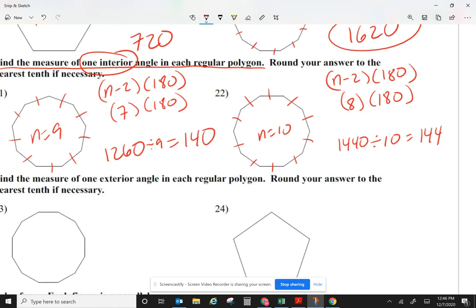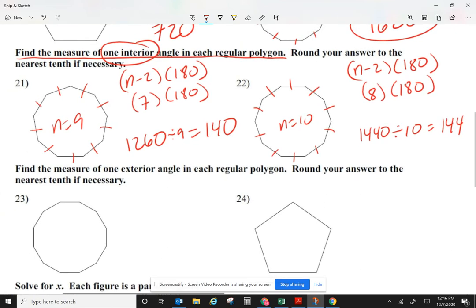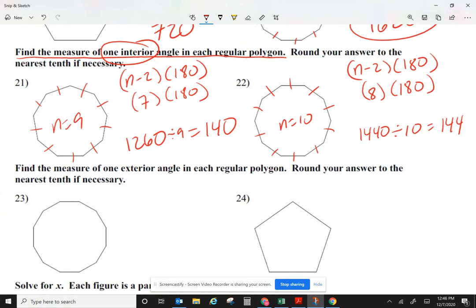Some of your cases might be decimals. Don't forget to round to 1 decimal place. Don't forget to look at the second decimal place. If it's 5 or more, round it up. If it's 4 or less, just ignore it. So don't forget the rules of rounding.